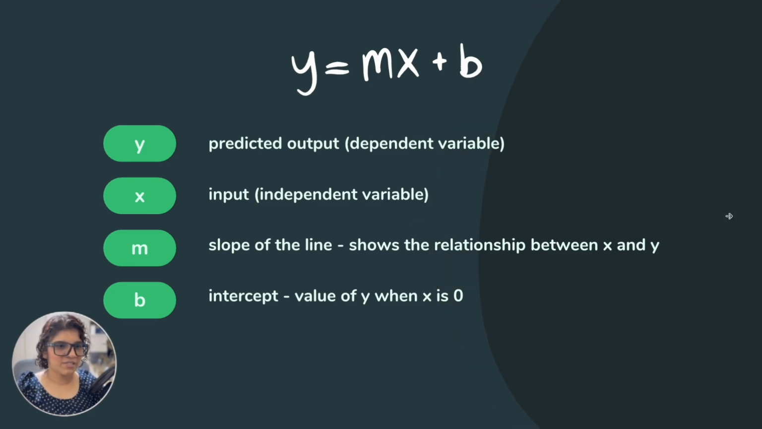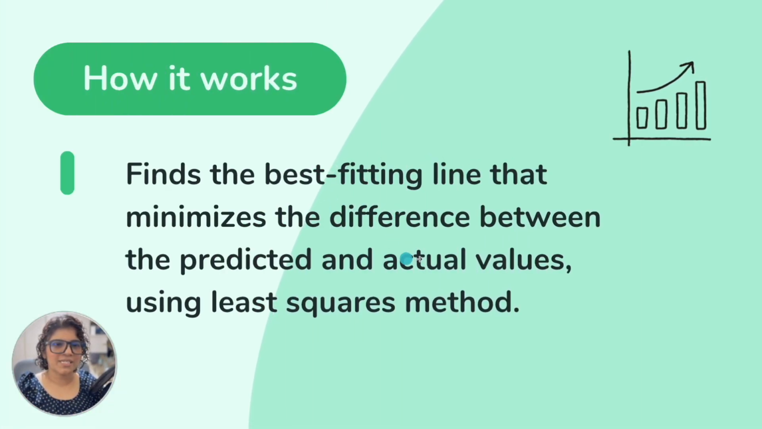To find the best fitting line, this method uses a technique called least squares. What this means is that it will try to minimize the difference between the actual data points and the predicted points on the line. It's done by calculating the sum of the squared differences and finding the line with the smallest number possible. So why linear regression?